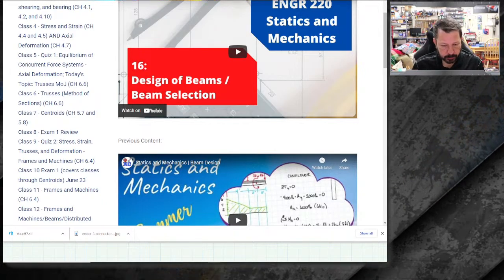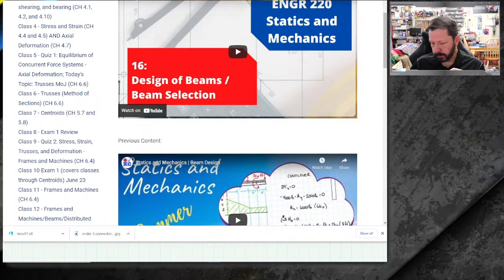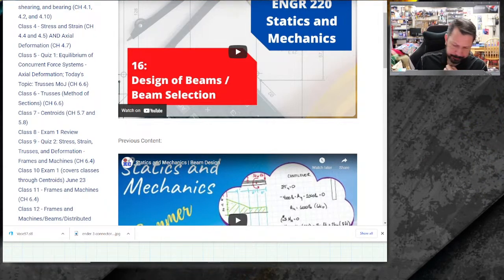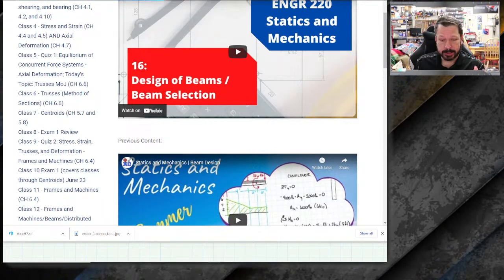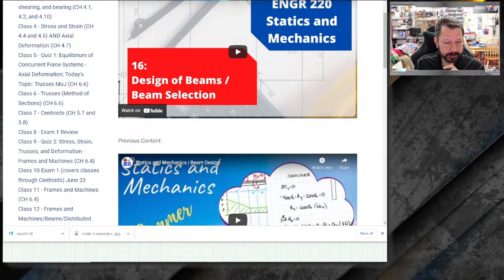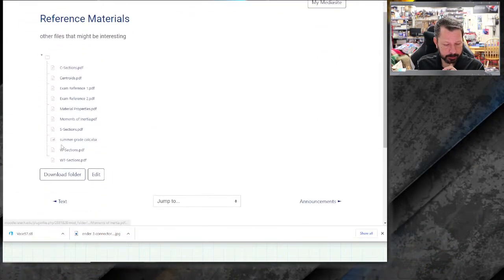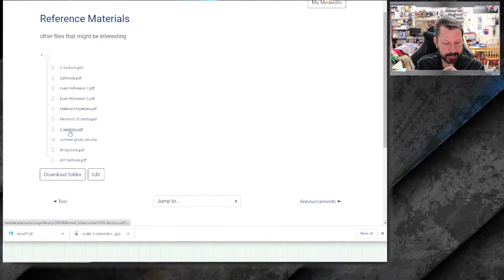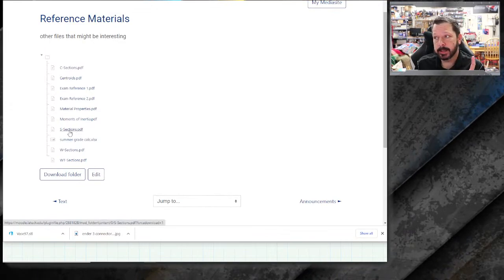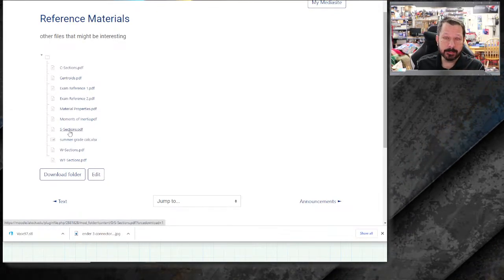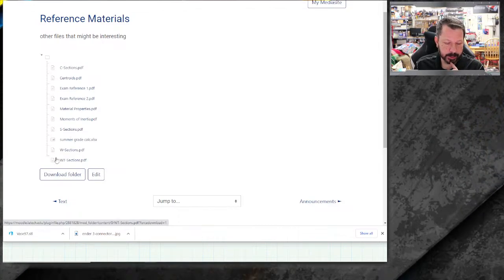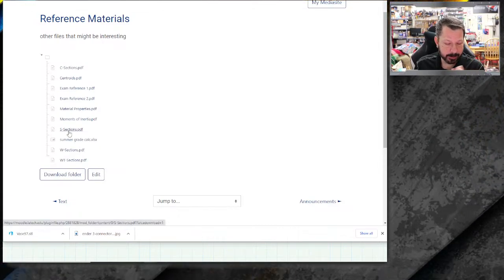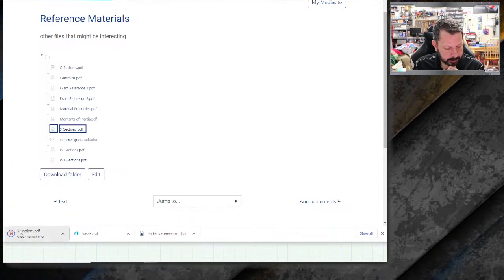All right, we're ready. Today we're doing another beam topic. This one is called design of beams, but it's really beam selection. So remember, we've got these beam charts. Let's look at the S chart. So S would be standard flanged I-beams. So an I-beam with regular size flanges on it, as opposed to a W, which would be a wide flanged I-beam. So let's look at these.